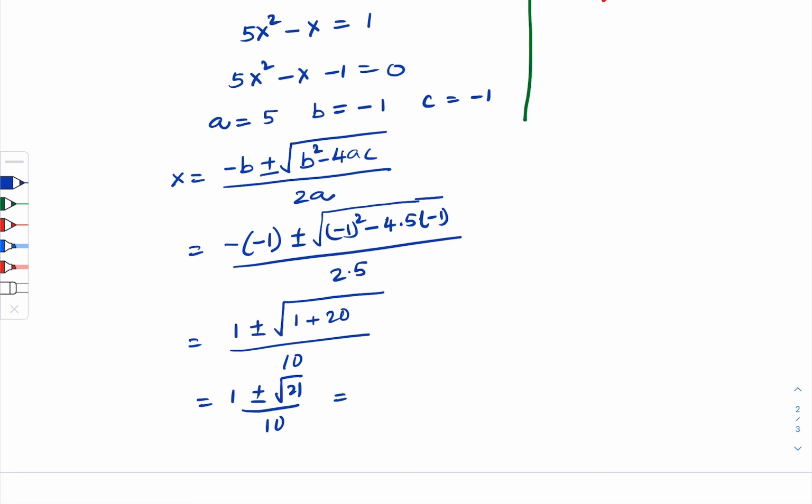Okay, so 21 is 3 times 7, so let's keep that under the radical since there's no perfect square hiding inside this, okay? So the answer, essentially, we can leave like this, or we can break it up, right? So we can say x is equal to 1 plus square root of 21 over 10, or 1 minus square root of 21 over 10. And there you have it, okay? Hopefully that made sense. Thank you for watching.